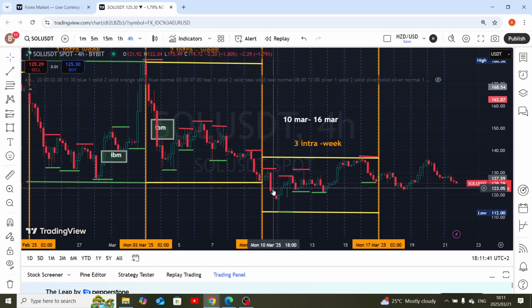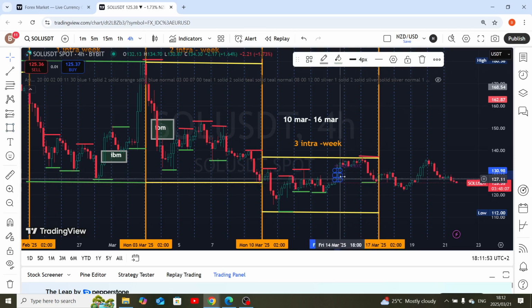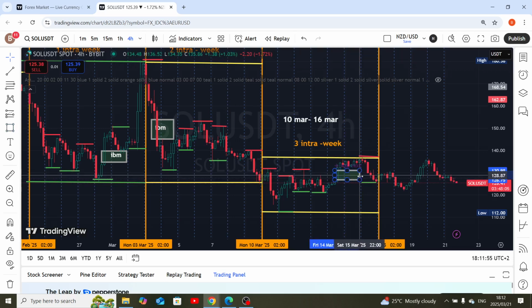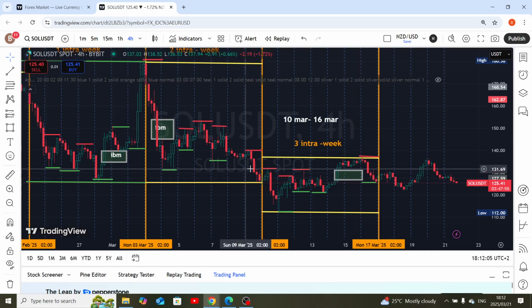We need to identify imbalances here. Imbalances are very important. So we can see there's one imbalance here, and also there's another imbalance here.